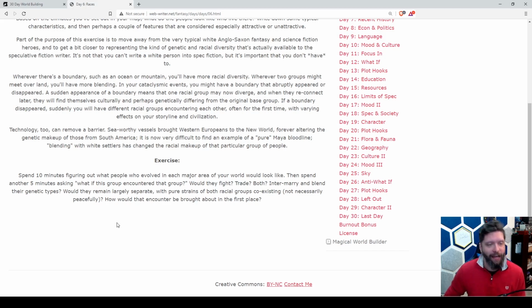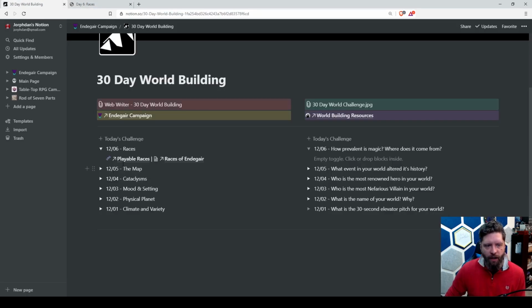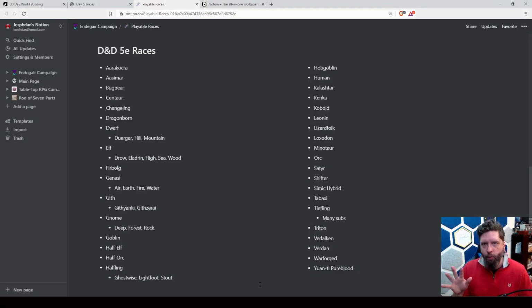I don't know if you can hear that, but we are going to run this exercise, though it is going to be slightly different, because we're going to focus on the races of Endegar and playable races for players, because this is a Dungeons & Dragons campaign setting, or just a tabletop RPG fantasy campaign. Now, these are the 5e races for Dungeons & Dragons. Some of these are from Magic the Gathering, and some of them are from Eberron and the core handbook, and so on.